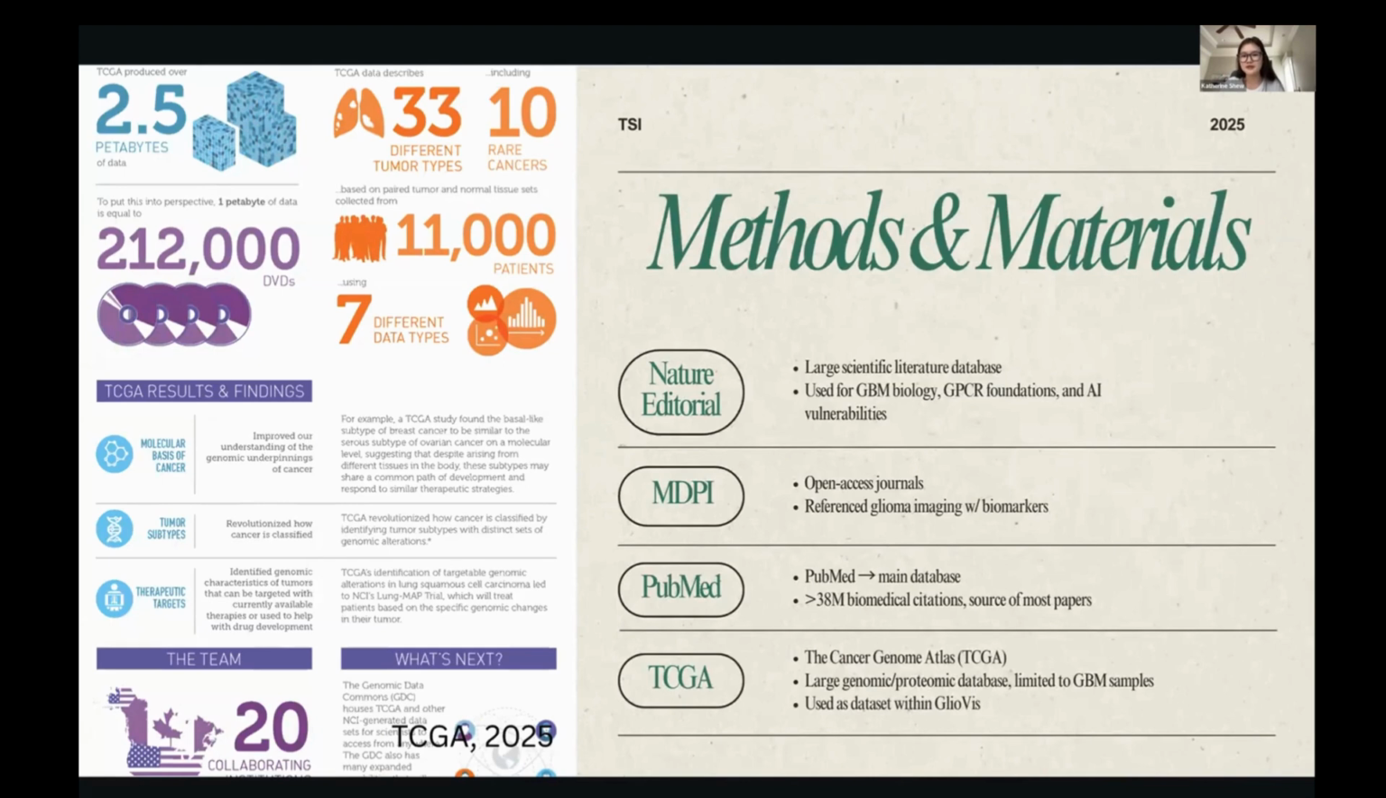So methods and materials, I'll go through this pretty quickly. Nature Editorial, MDPI, and PubMed are all huge literature databases that I used. TCGA is a large genomic and proteomic database, and it's limited to GBM samples. So I used this as a data set within a wider data analysis software. On the left is a statistics infographic on TCGA and just how much data it has. It has 2.5 petabytes of data and 33 different tumor types. So it was really, really helpful.